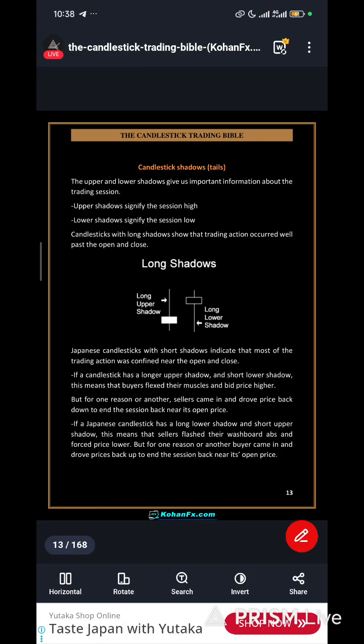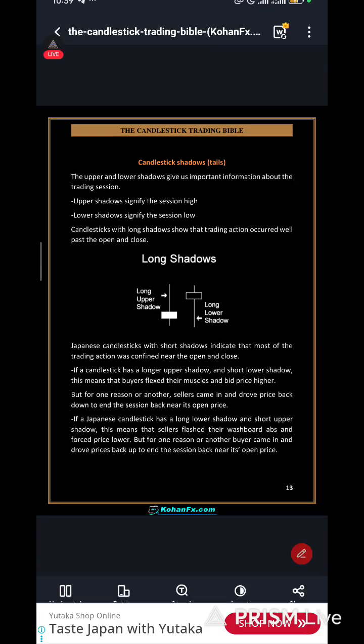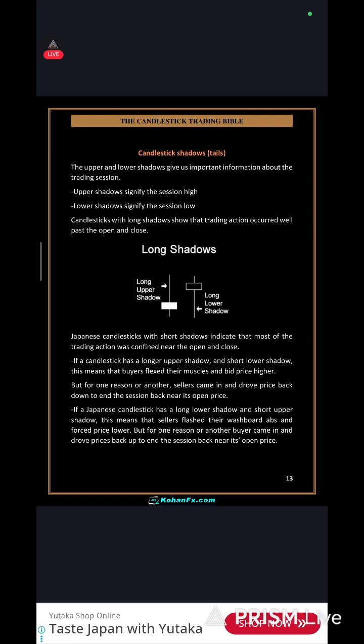And we also have what we call long shadows, the upper and lower candlestick shadows, which are called the tails. The upper and lower shadows give us important information about the trading session. Upper shadows signify the session is high, while lower shadows signify that the session is low. All these ones are long upper shadows and long lower shadows.